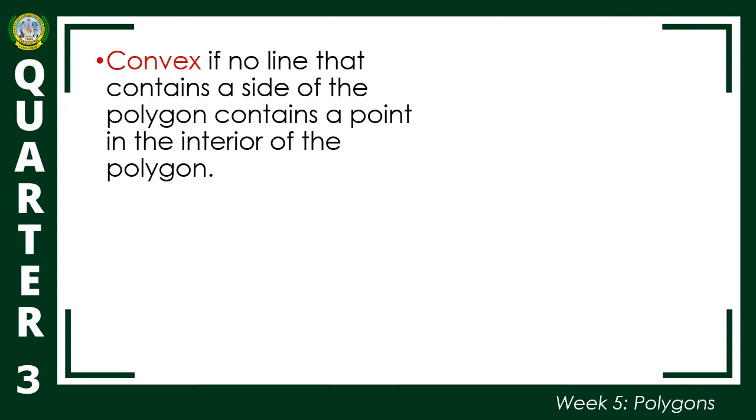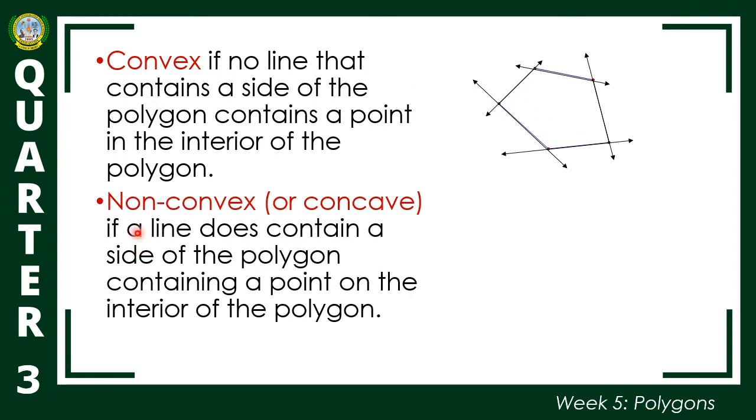So, meron pa pong isang test para malaman natin kung convex or concave. So, convex po if no line that contains a side of the polygon contains a point in the interior of the polygon. In short, when we extend all the sides, wala pong dadaan sa interior ng ating polygon. Okay? So, that's convex. While in a non-convex or concave polygon, a line that contains a side of the polygon does contain a point on the interior of the polygon. So, meaning po, kapag in-extend natin yung mga sides, kapag meron po dyan na dumaan sa interior ng polygon natin, then that means the polygon is concave or non-convex.